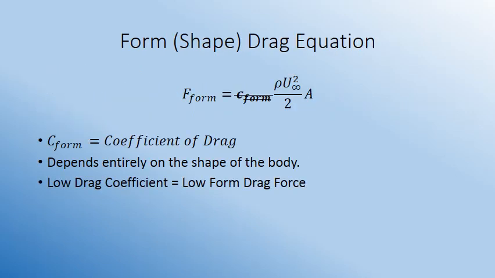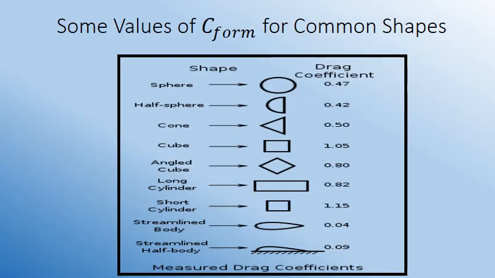C_form is the drag coefficient. This coefficient is a dimensionless quantity and it is totally dependent on the shape of the body. This coefficient is used to quantify the resistance of a body in a fluid environment. Although there are formulas that determine this quantity, it is usually determined experimentally. A low drag coefficient means low resistance and therefore low drag. Here are some values of C_form for some common shapes. Notice that the round shapes represent the lowest coefficients, whereas the flat ones generate the highest resistance.